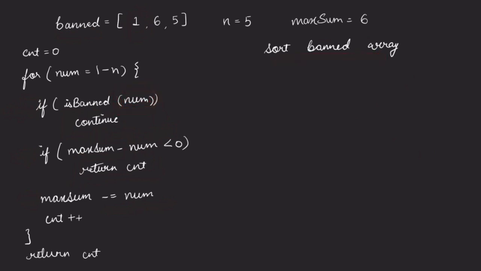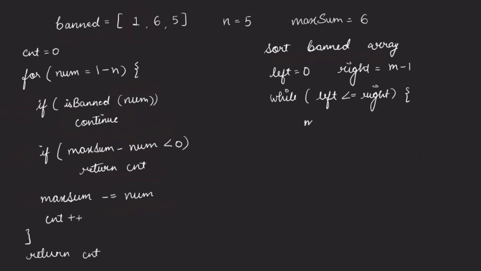Yes, we can. So what you will do, you will take a pointer left, which will be 0 initially, and you will take a pointer right, which will be pointing to the last element in the array. So let us suppose that the number of elements in the band array is m. So right will point to m minus 1, right? And then you run a loop while left is less than or equal to right, right? While this condition is true, we calculate the mid, right? So mid is equal to left plus (right minus left) divided by 2. This is how you calculate the mid.